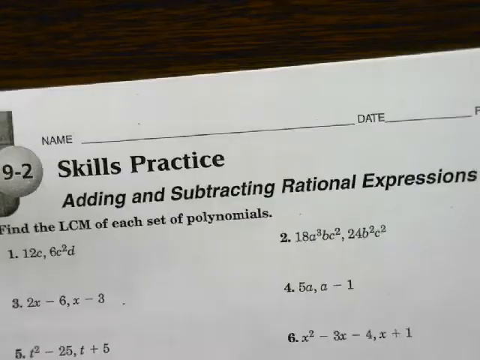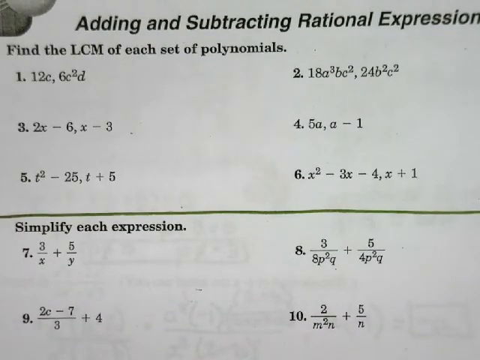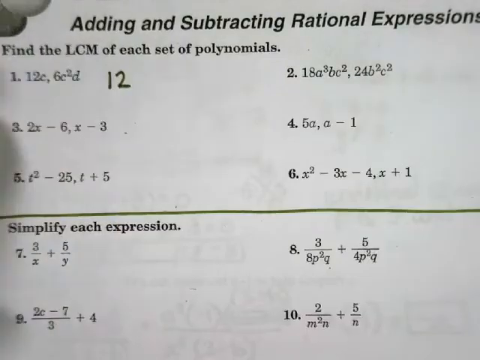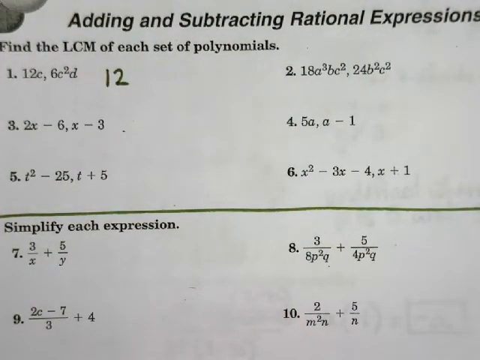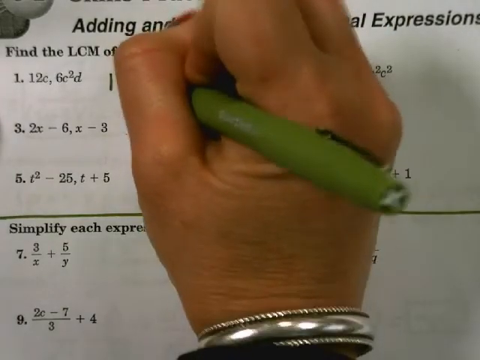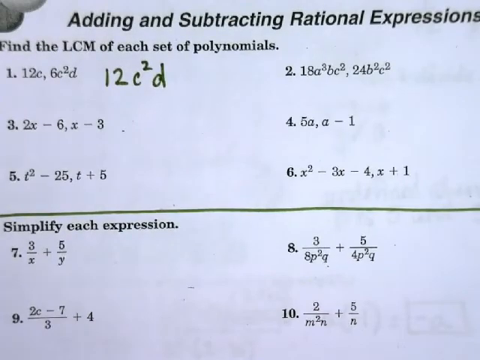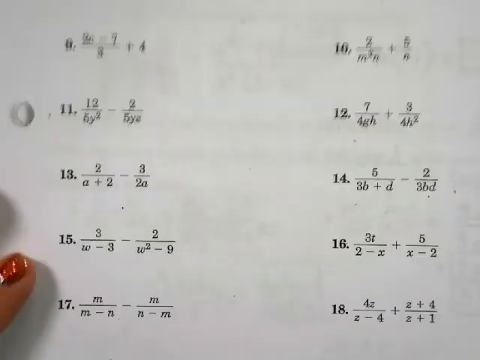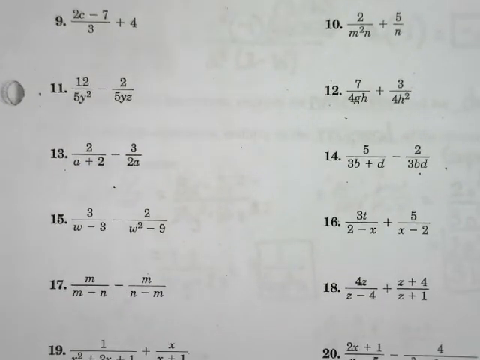Okay, so the top ones, you're just finding the least common multiple. Okay, so let's do number 1. What's your least common multiple of 12 and 6? 12, okay. And I want each variable, the biggest number of times it appears. C squared, D. There's 1. There's 1, okay. Pick another one from 7 to 22. What do you want to see down there? 20. How do you feel about 20? Y'all want 20? Okay, let's go do 20.